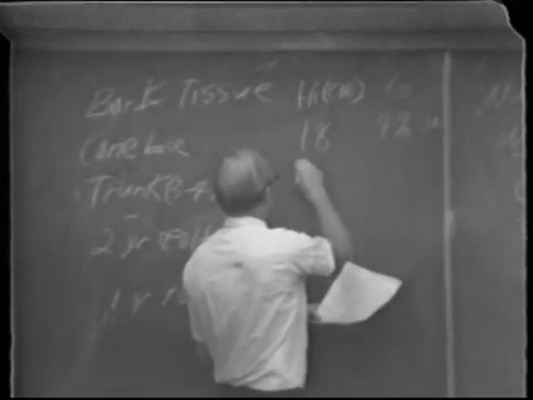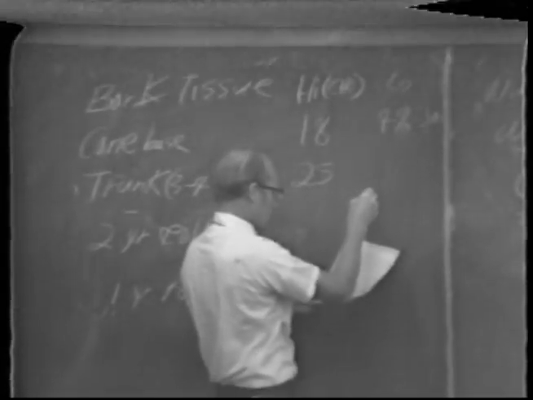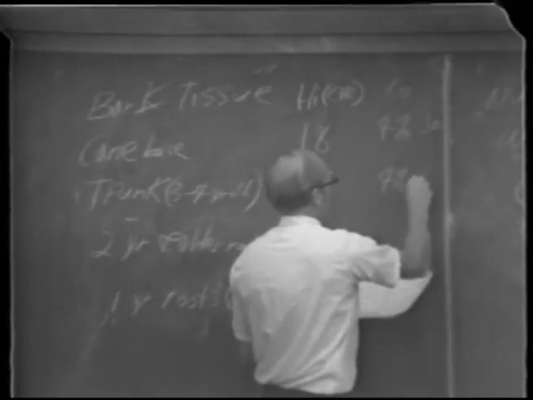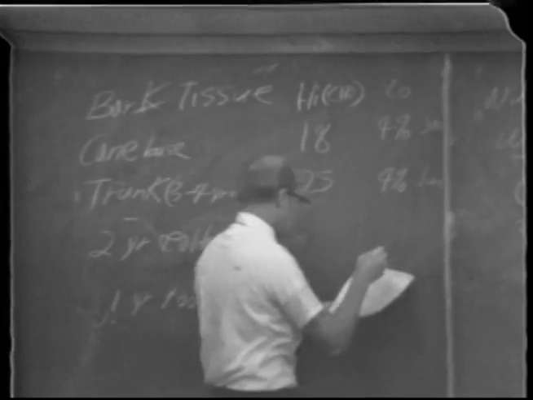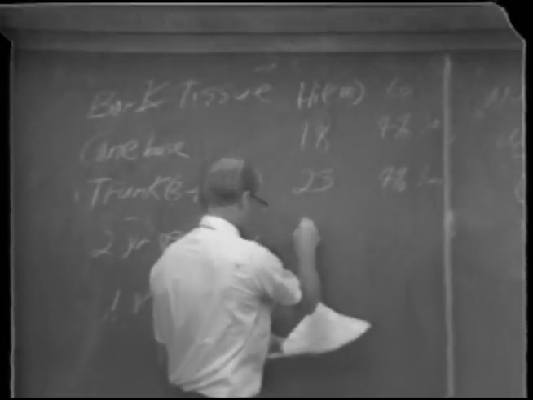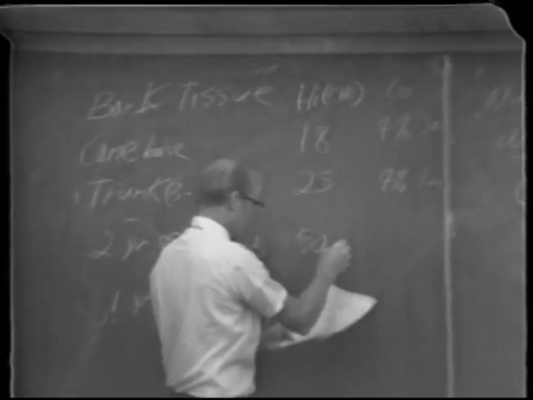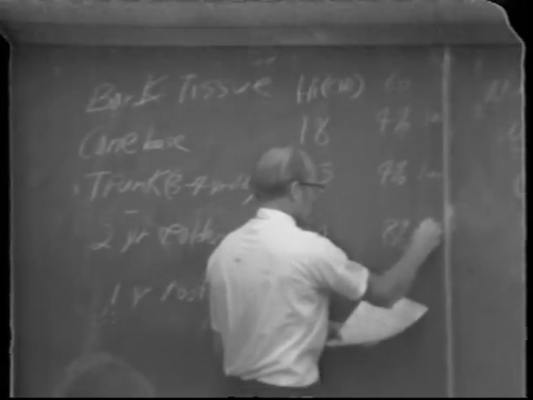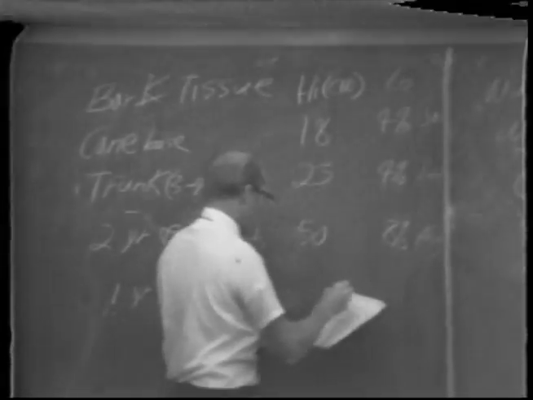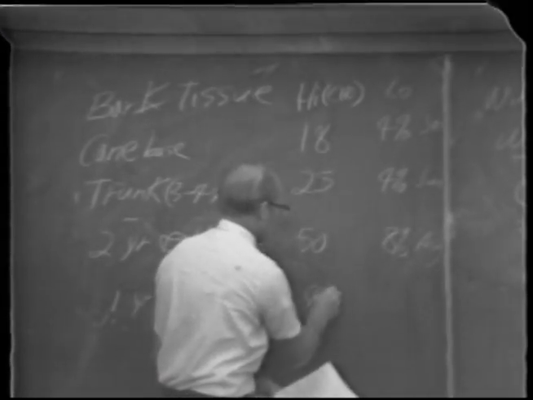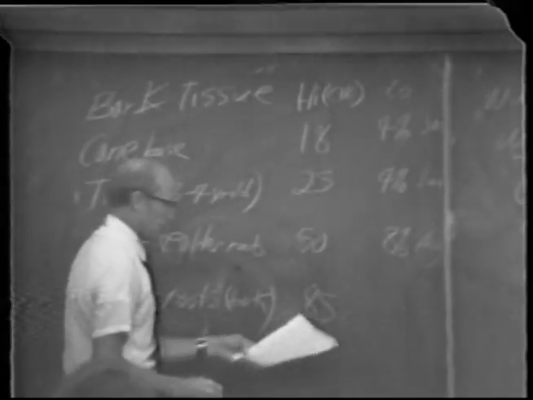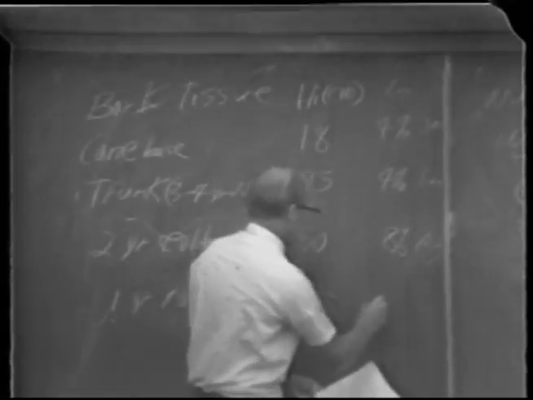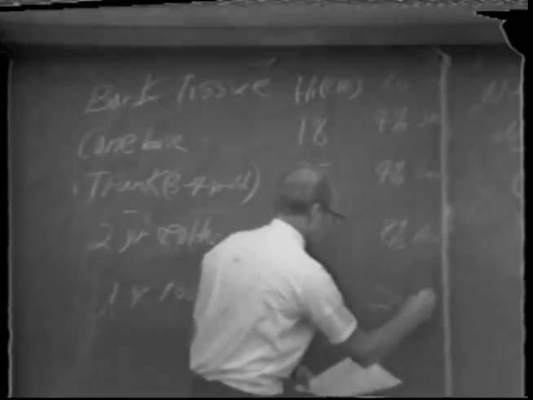The trunk had 25%, reached a low of 4% in June. The 2 year and older roots, the bark had a high of 50%, reached a low of 8% in August. And the 1 year old roots had 85%. In fact, they were the highest of all the tissues. 85% carbohydrates, reached a low of 25% in August.